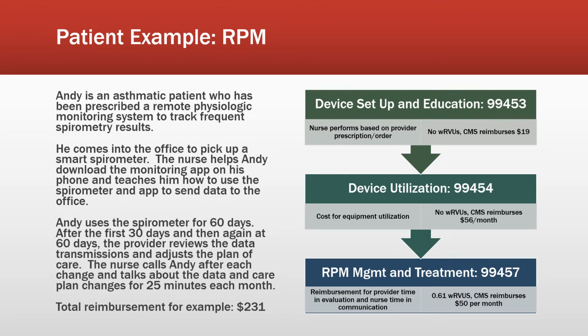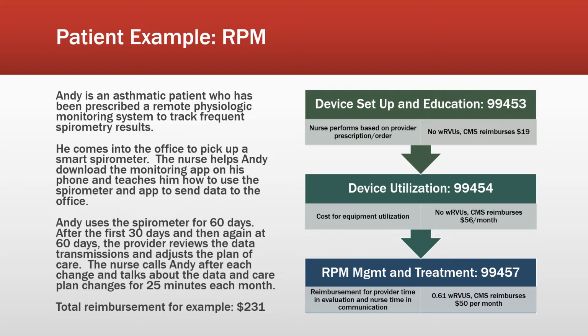So here's an example of a patient that is utilizing a remote physiologic monitoring program. Andy is an asthmatic patient who has been prescribed a remote physiologic monitoring system to track frequent spirometry results. He comes into the office to pick up a smart spirometer. The nurse helps Andy download the monitoring app on his phone and teaches him how to use the spirometer and app to send data to the office.